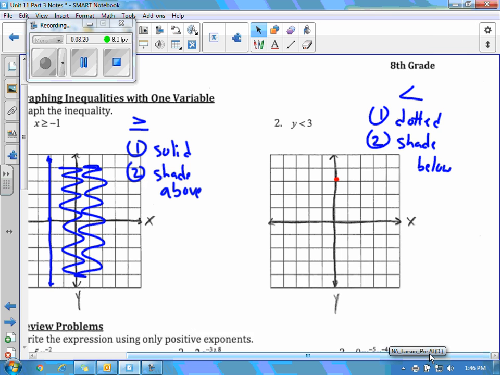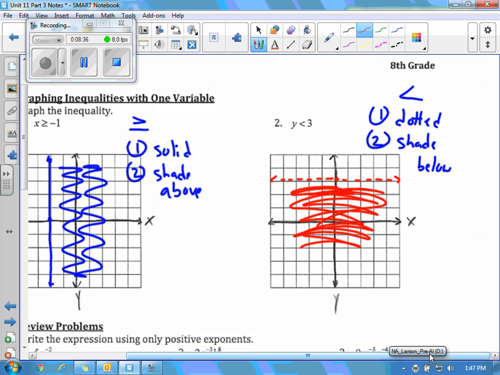So when we have y equals graphs, you may or may not remember that's a horizontal line. In this case, it's dotted. So I'm going to draw a dotted horizontal line at y equals 3. I still have my arrows on the end. And then it says to shade below. If you think of the vertical number line or an elevator, down to all the lower numbers.